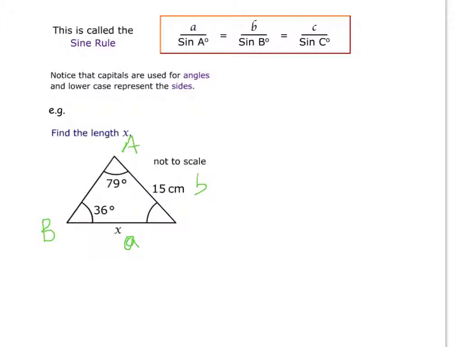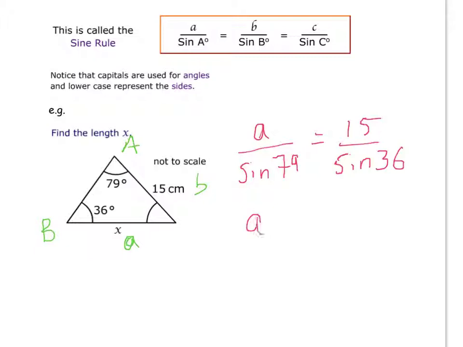So a over sine of 79 is equal to 15 over sine of 36. Now, to rearrange this so we've got just the a on the left hand side, we need to multiply both sides by sine of 79. So the length a is equal to 15 over sine 36, and then all that is times by sine of 79.